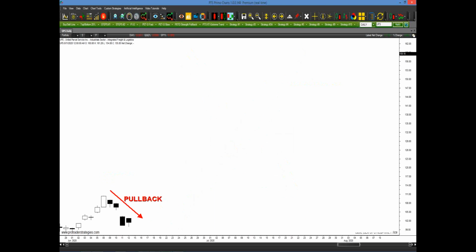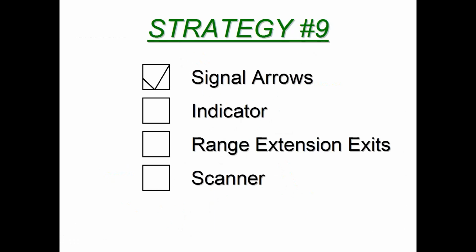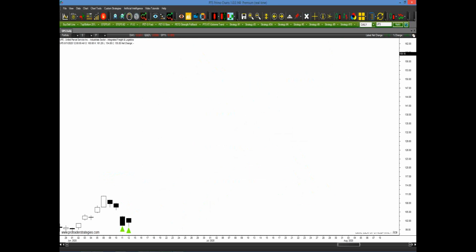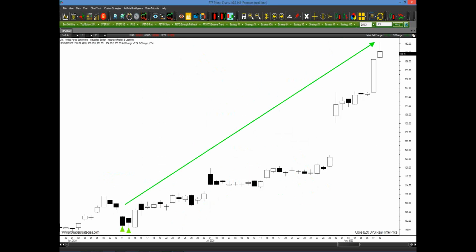All you'd have to do is click on strategy number 9 in the drop-down menu, click on signal arrows, and you'll see you're right. Where you thought there were a couple of buy signals, there are, with the green up arrows. And that would be your key to buy if you decided to do so. And look what happened after that. Where everyone thought you had topped out, it was really a buying opportunity.